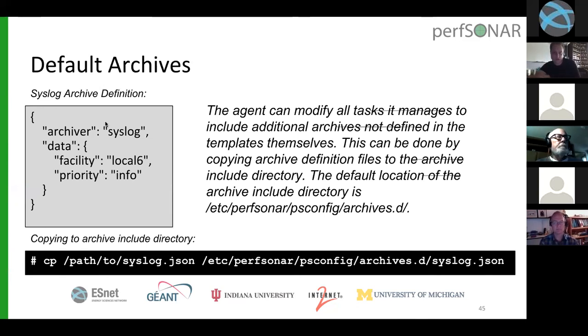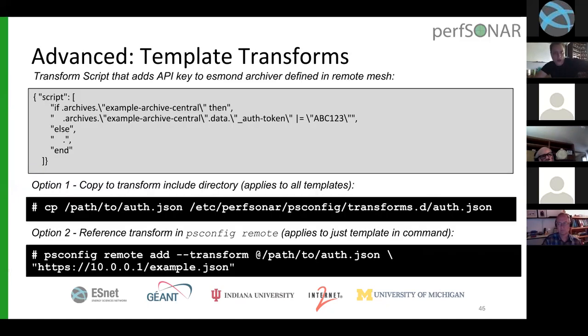The example here actually demonstrates one of the most important things about PSConfig, which is that in MeshConfig, you could only ever write to Esmond. In PSConfig, you can use anything pscheduler supports. So it has a syslog archiver, right? So basically, if I wanted all my results to be written to the local SIX facility and my local syslog at the info level, I could drop this in, and it would do so. So kind of a cool new feature that you can do in PSConfig. This is definitely an advanced topic, and I imagine most of you won't be doing this type of thing, but I just want to highlight that you can do it.